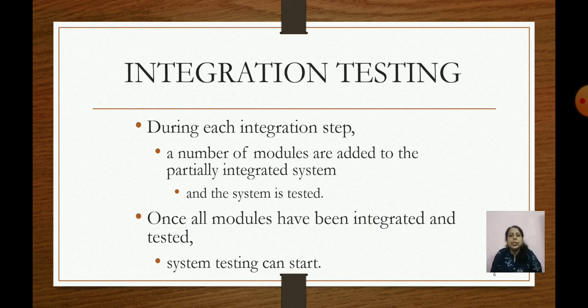During each integration step, a number of modules are added to the partially integrated system and the system is tested. Means while integrating, in each step, the modules are added and tested. Each time the modules are added, the partially integrated software is also tested. Once all modules have been integrated and tested, system testing can start. Means after integrating all the modules and after the integration testing, the fully developed software is tested. That is known as system testing.